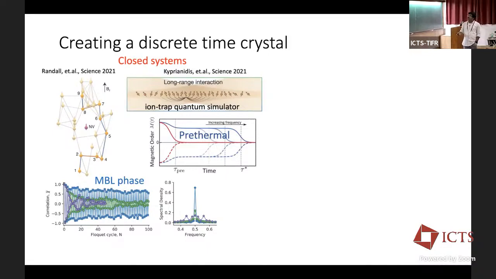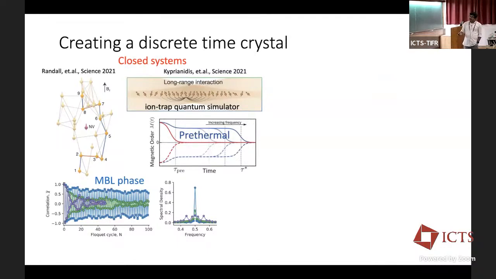But these are all the story in the closed system. So the point is, in a closed system, if you continuously drive a system, you generate heat, and your system will eventually heat up to zero oscillation. So to counter these pre-thermal and MBL phases, the MBL time crystal has been proposed.